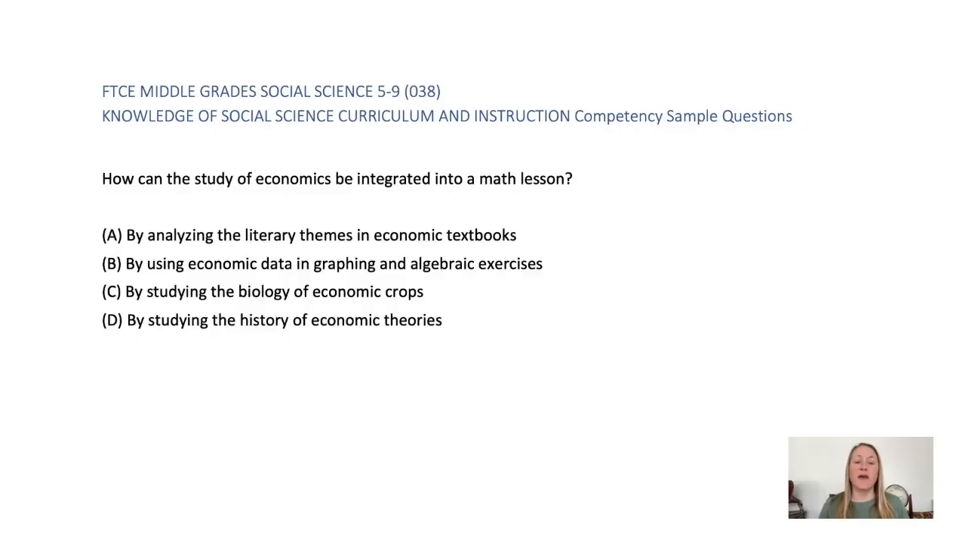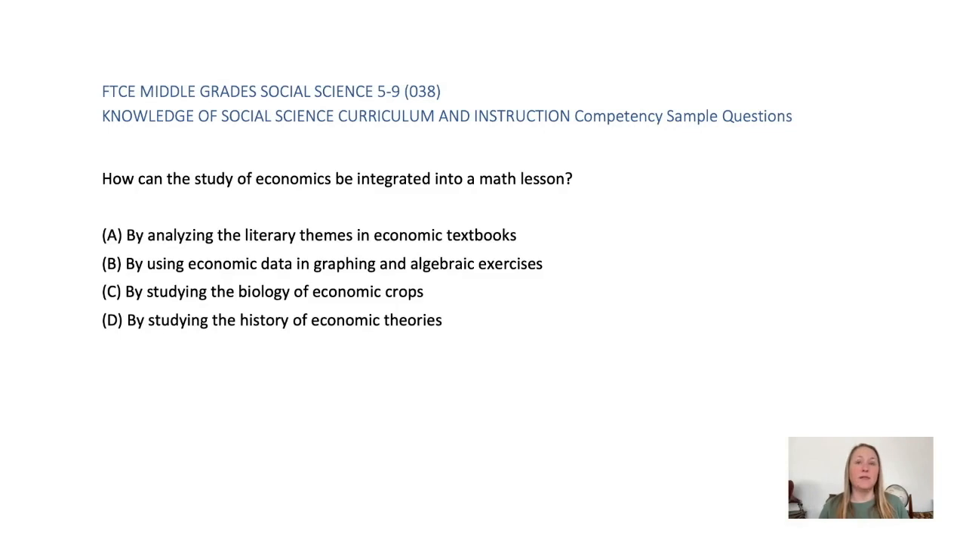How can the study of economics be integrated into a math lesson? A, by analyzing the literary themes in economic textbooks. B, by using economic data in graphing and algebraic exercises. C, by studying the biology of economic crops. Or D, by studying the history of economic theories.